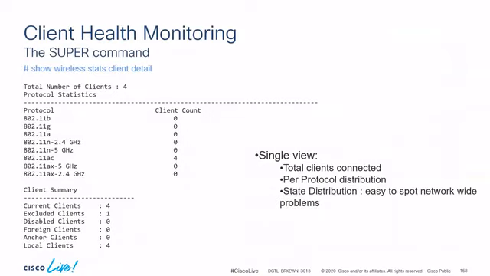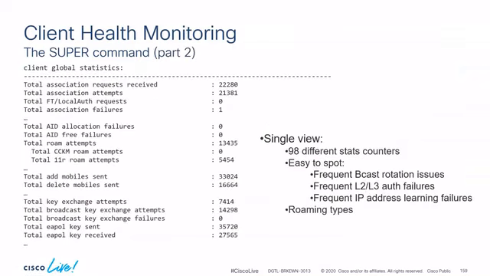The first data point it provides is an idea of how many clients are connected to the network. Furthermore, it will list the clients and, by distributing them per protocol, how many 802.11ac clients are connected, how many 11ax clients are connected on the 5 GHz radio, 2.4 GHz radio. These you can verify easily. You can also identify the client summary based on the client state, how many excluded clients, how many are anchored clients, and so on.